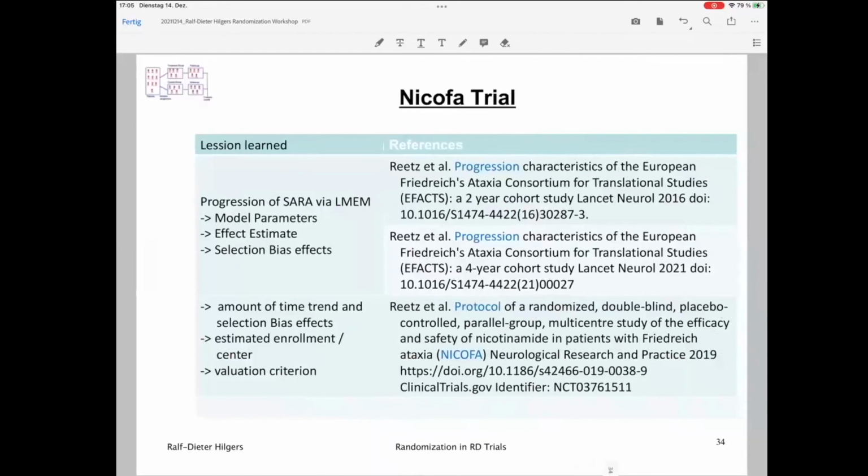Well, I cannot tell you so much about that. Only with that point which was mentioned by Rima. I did some work with Jörg Schulz and Katrin Reetz together about Friedreich ataxia, and we developed this model for the progression characteristic of Friedreich ataxia patients from the EFACTS register for 2-year cohort and 4-year cohort.